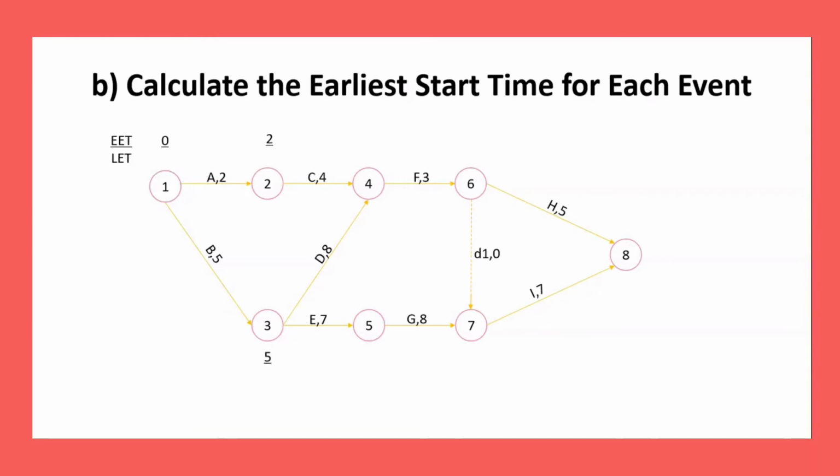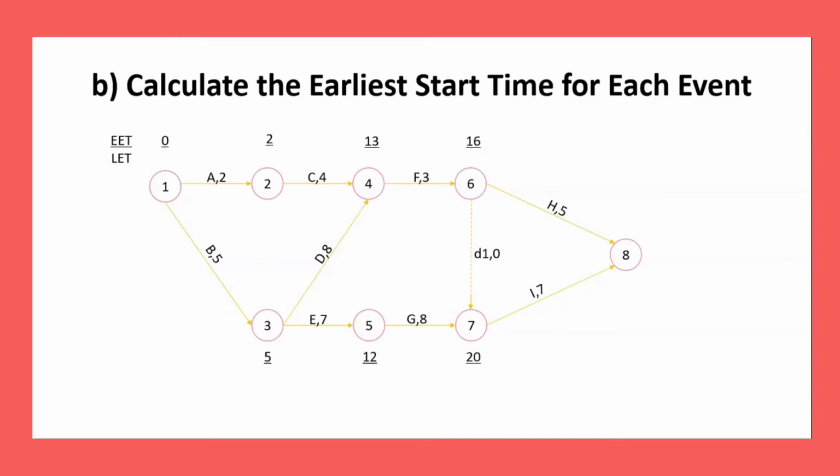The same goes for the third node. The previous EET is 0, plus the duration time for task B, we get 5. For number 4, there are 2 links connected, so we have to choose the highest one, which is 8 plus 5, we get 13. For number 5, we get 12 by adding the previous EET, which is 5, with the duration time for task E, 7. Moving on to number 6, we get 16 by adding the previous EET, 13, with the duration time for task F, 3.